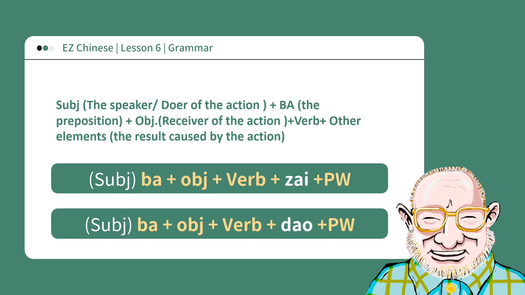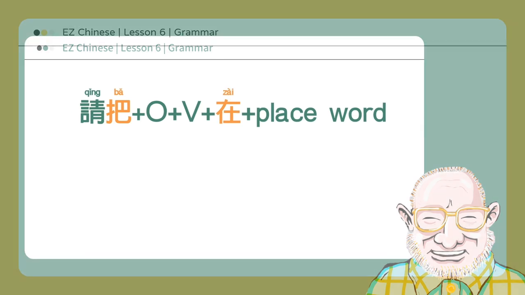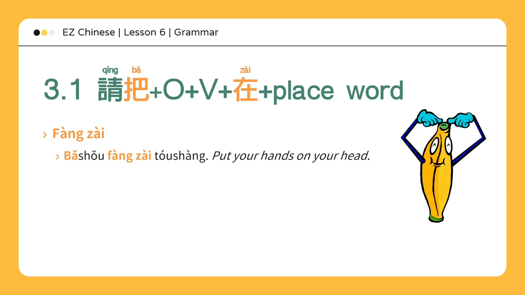Prepositions such as 在 and 到 act as the complement. For example, we must say 放在那里, put it over there. Also, 把书放到车上, put the books in the car. Express the change of spatial location by using 在 as the supplement. Fang zai, put in or on. Xie zai, write on. Ba shou fang zai tou shang.